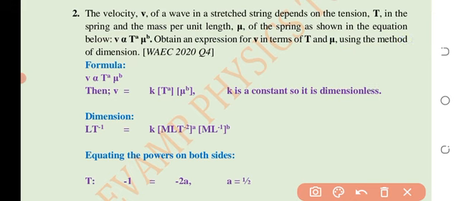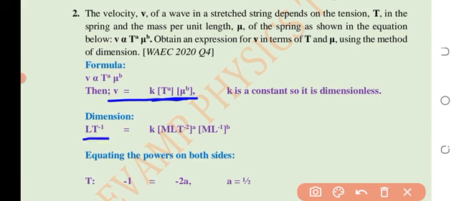So bringing all this together, we resolve this expression into an equation, that is v equal to k into T raised to the power a mu raised to the power b. K is a constant in that equation and it is dimensionless, so we do not really have to worry about k. So the dimension of speed from one of our tables is LT raised to the power minus 1.